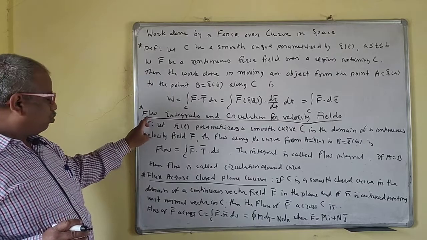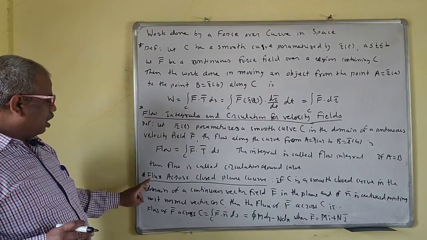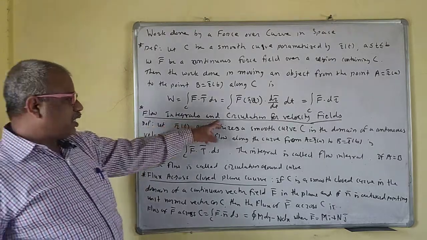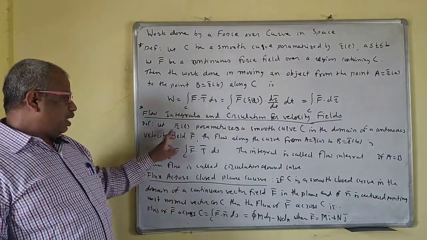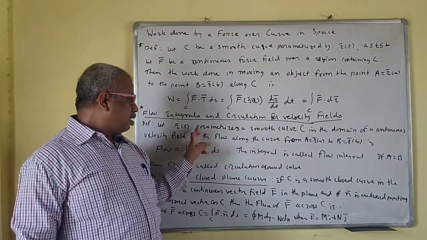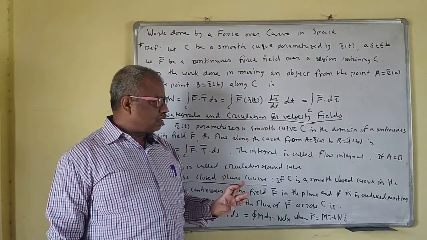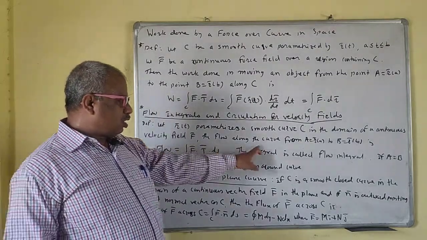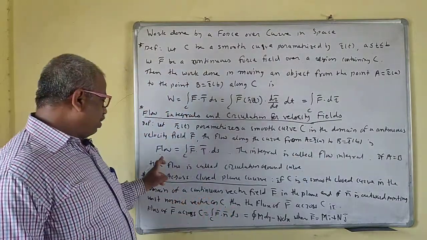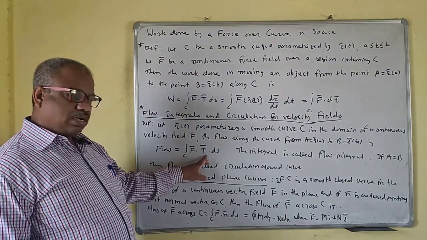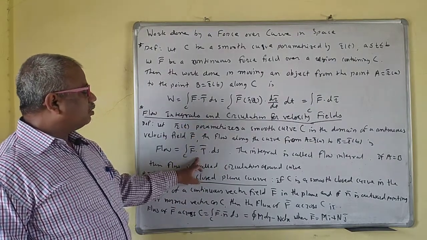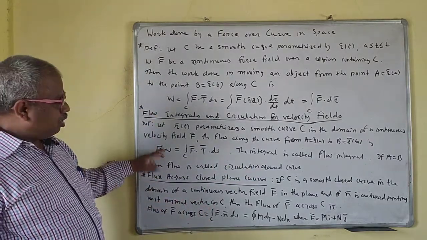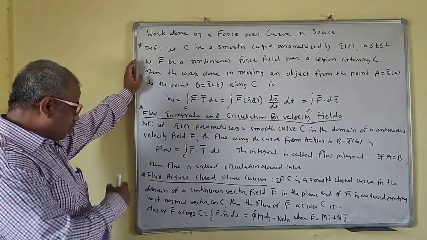Now we are interested in both flow integral and flux also. So what is the flow integral and circulation in a velocity field? Let r bar of t be a parameterization of a smooth curve C in the domain of a continuous velocity field f bar. The flow along the curve from A to B is the integral over C of f bar dot dr bar. This is the same as work done. So the integral is called the flow integral. That means the work done is the same as the flow also. Both formulas are the same.